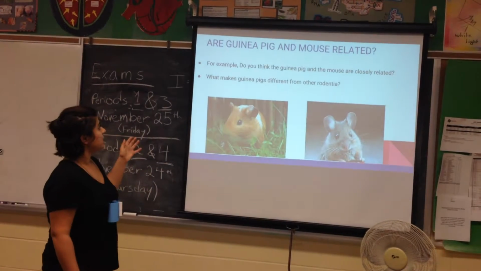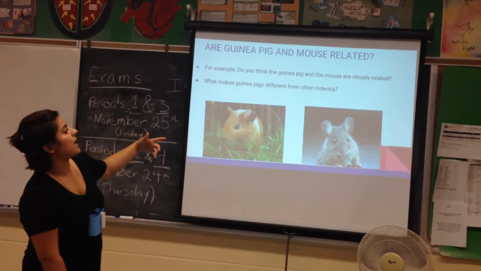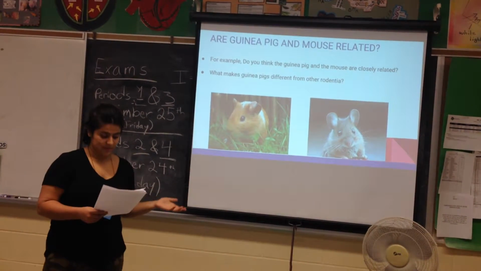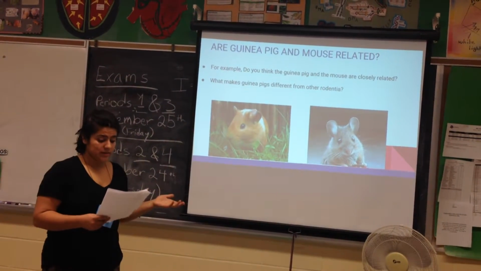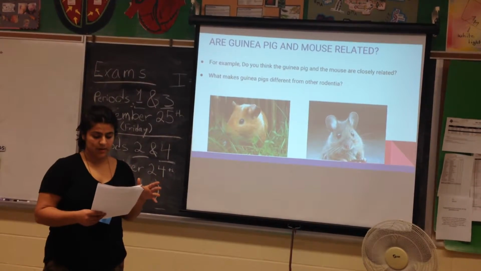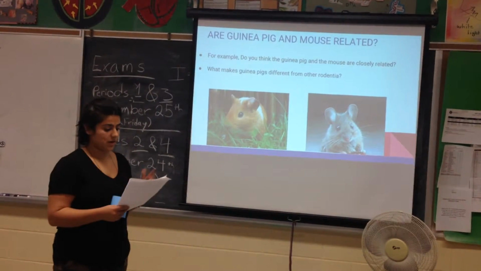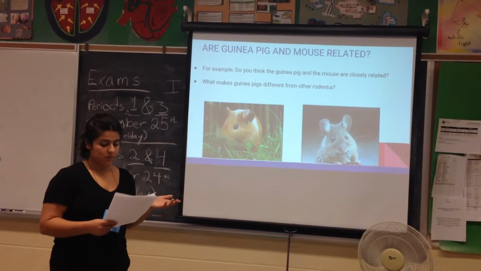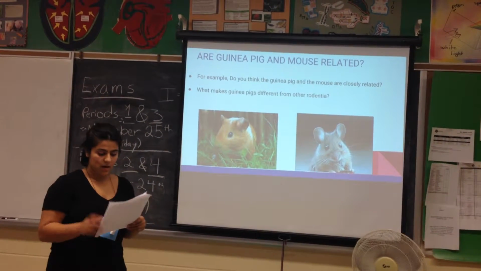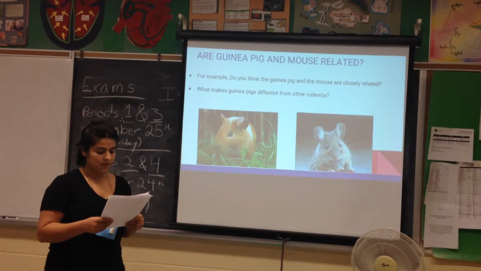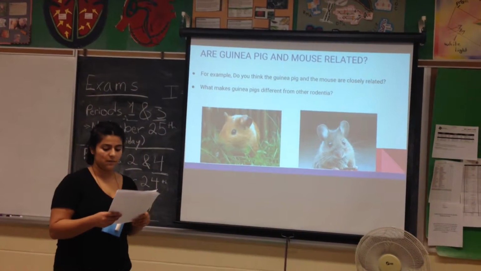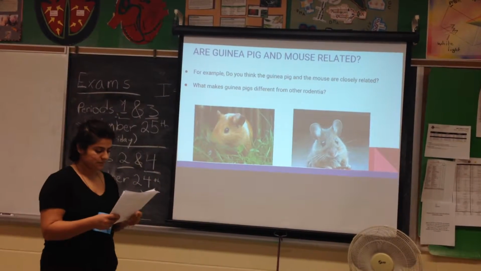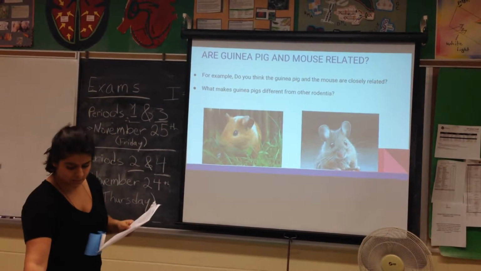Now we have a guinea pig and a mouse. Are they related? They're not related. Guinea pigs were once considered to be in the rodent order Rodentia. How are they not related? Analysis of several proteins, including insulin protein structure, suggested that guinea pigs were sufficiently different from other rodents, and they should be placed in a different order.